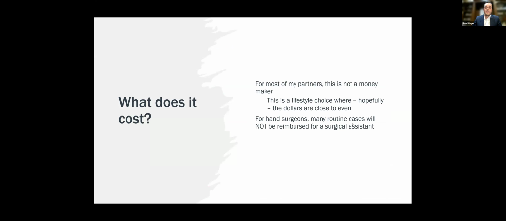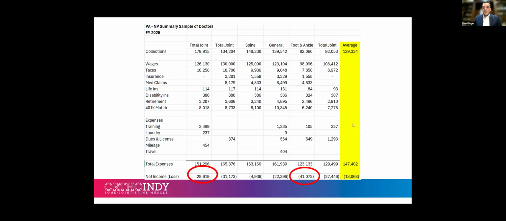but it's certainly not an inexpensive proposition to hire an advanced practice provider. In our group, most APPs are not money makers. Rather, hiring an APP really is a lifestyle choice where hopefully the dollars come close to evening out. Also keep in mind that for many hand surgeons, many routine cases will not be reimbursed for a surgical assistant. So therefore, depending on your case mix, having an APP see patients in clinic may be more beneficial from a revenue standpoint. Here's an example of several different practice types in our multidisciplinary orthopedic group.